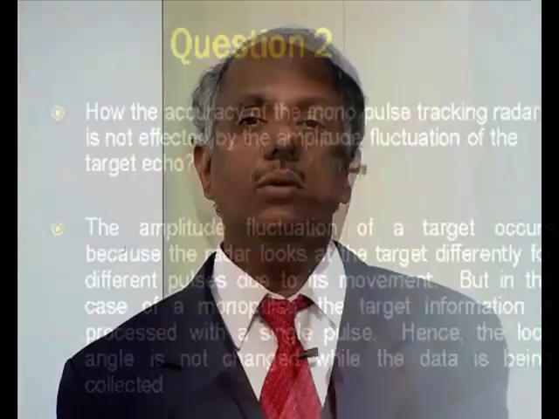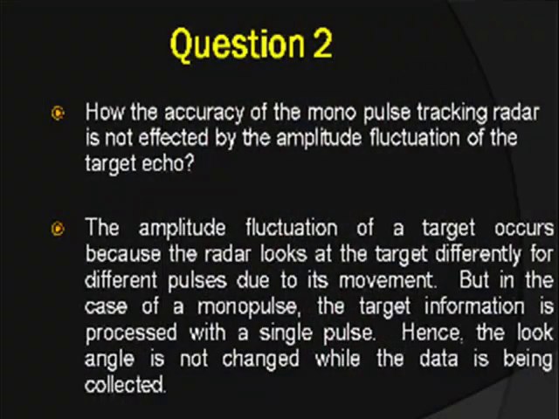How is the accuracy of monopulse tracking radar not affected by the amplitude fluctuation of the target echo? The amplitude fluctuation of a target occurs because the radar looks at the target differently for different pulses due to its movement in a normal case. But in the case of a monopulse, the radar looks at the target only once. So whatever angle it has will be processed and you get the display of that. So there will not be any amplitude variations of the target.